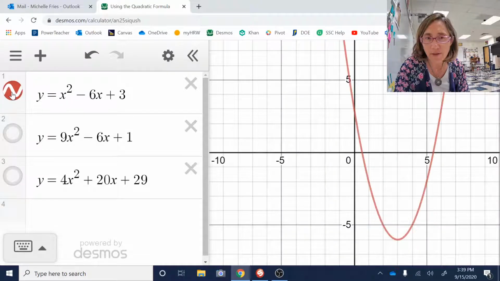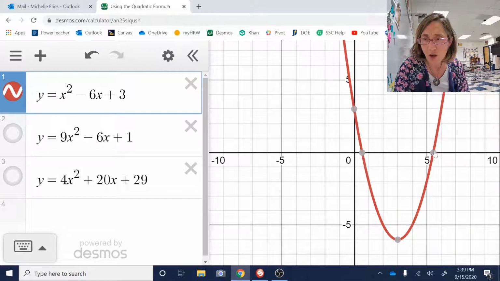This red graph that you see here is the function y equals x squared minus 6x plus 3. So that connects to our quadratic equation of x squared minus 6x plus 3 equals 0. I'm replacing the y with the 0 to connect those two. So if you remember, the solutions are also called the roots, are also called the x-intercepts, are also called the zeros because it's where y equals 0.